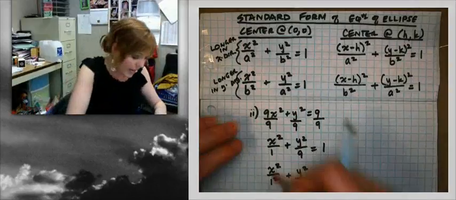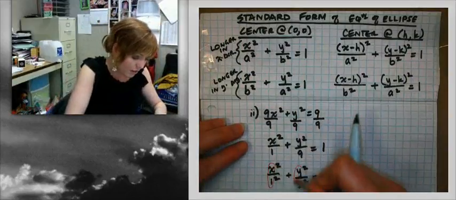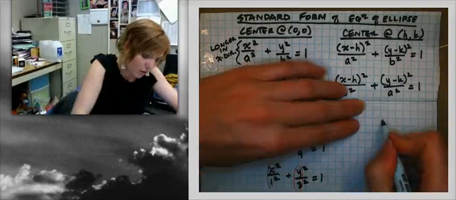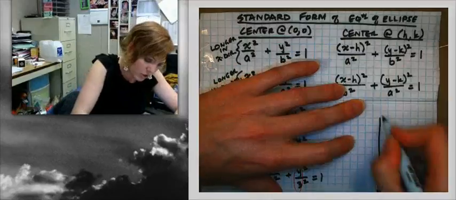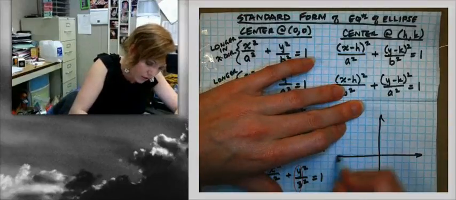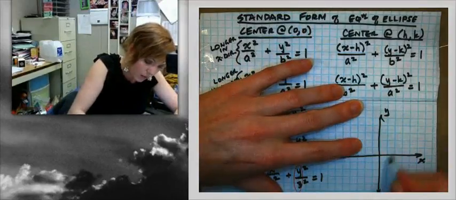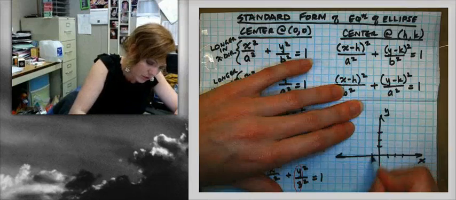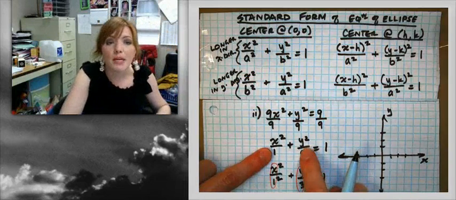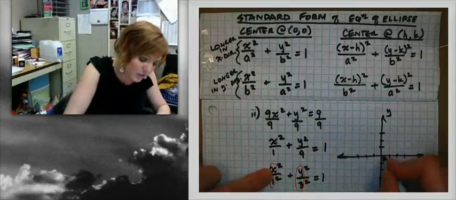I'm going to circle the x and the 1 and the y and the 3. And now let's draw our graph. All right, so everybody draw a graph on your paper. X, Y, 1, 2, 3, 1, 2, 3, 1, 2, 3. Okay, so same thing as in the last one. Because there's nothing being added to or subtracted from the x or the y, the center is at 0, 0.